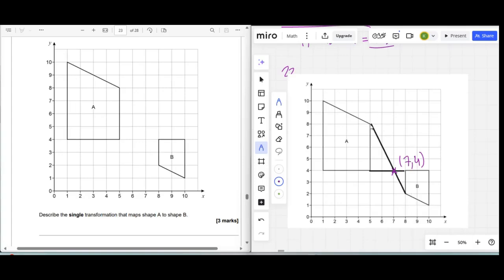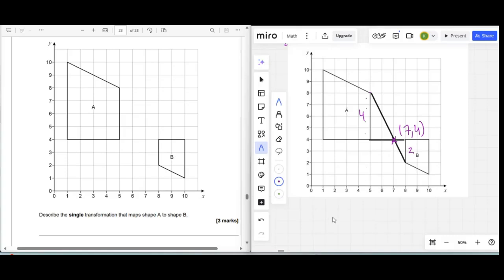Co jeszcze potrzebujemy? Side length 1, 2, 3, 4 units, and this side is 2 units. So B to A is 2 to 4, which is 1 to 2. So this is our scale factor.